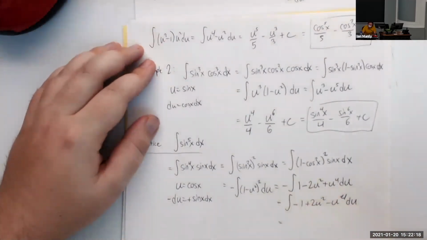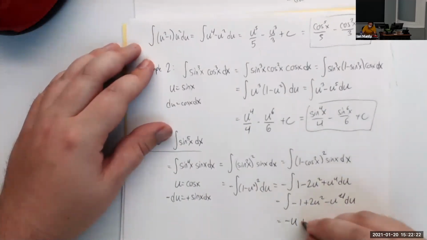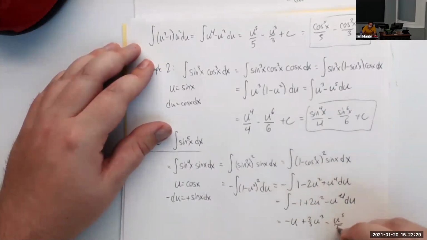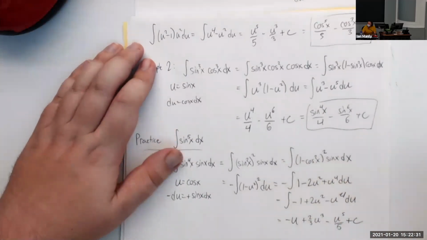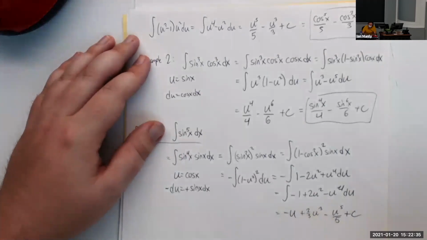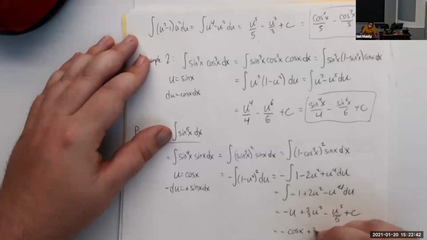All right, so I integrate negative 1 and get negative u. I integrate 2u squared to get 2/3 u cubed. And then I integrate this and I have negative u to the fifth over 5. And then we have plus c. And then finally, the last thing we do is we just switch everything to be cosine, since that's what we selected for u. So I have negative cosine of x plus 2/3 cosine cubed of x minus cosine to the fifth of x over 5 plus c.